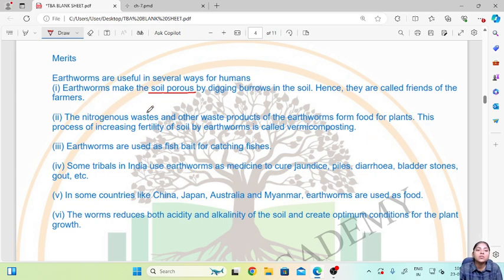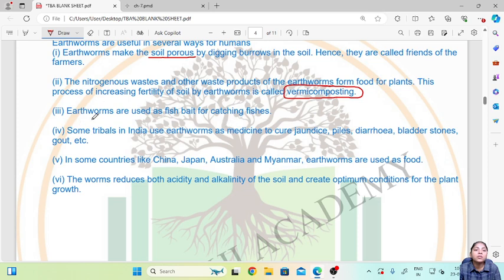Then the nitrogenous waste and the other waste products of the earthworms form food for the plants, and this process of increasing the fertility of soil is called vermicomposting. So their waste products make the soil fertile, which helps in better growth of the plant. Then the earthworms are used as bait for catching fish.